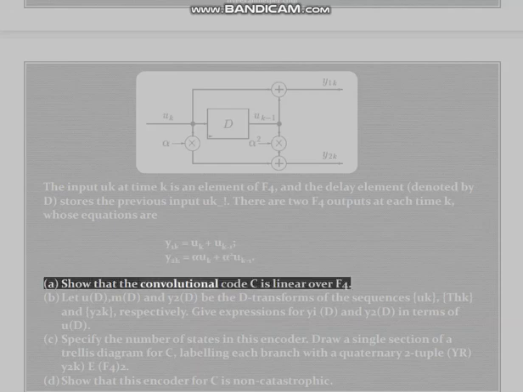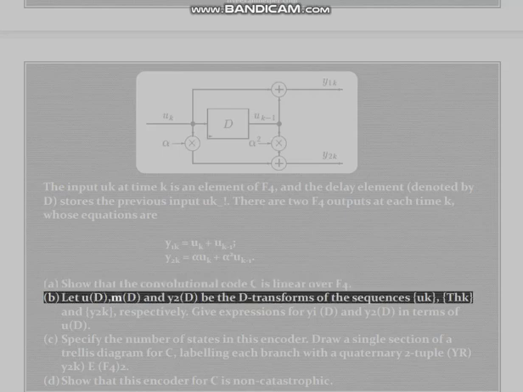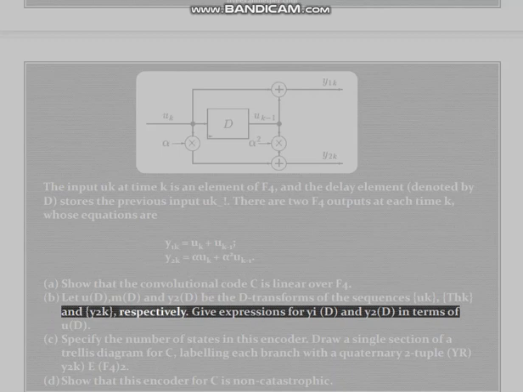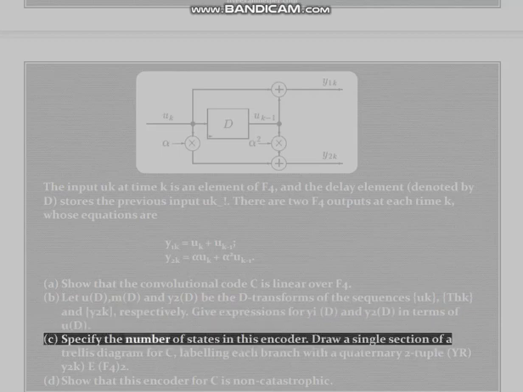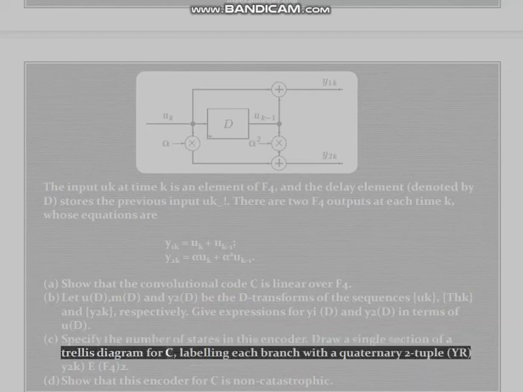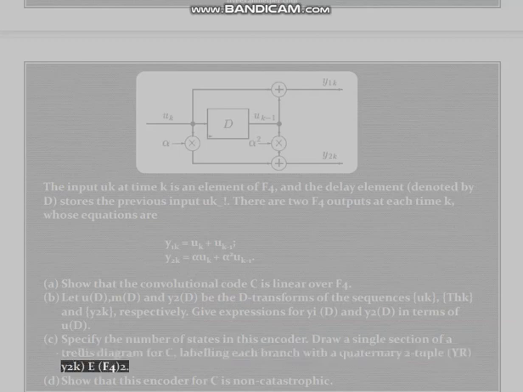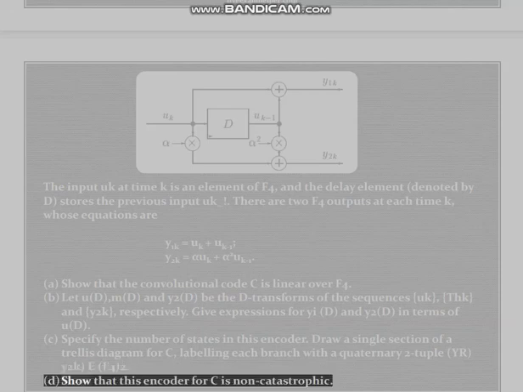A. Show that the convolutional code C is linear over F4. B. Let u(D), y1(D), and y2(D) be the D-transforms of the sequences u_k, y1k, and y2k respectively. Give expressions for y1(D) and y2(D) in terms of u(D). C. Specify the number of states in this encoder. Draw a single section of a trellis diagram for C, labeling each branch with a quaternary 2-tuple (y1k, y2k) in (F4)^2. D. Show that this encoder for C is non-catastrophic.